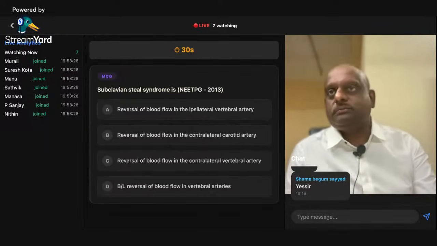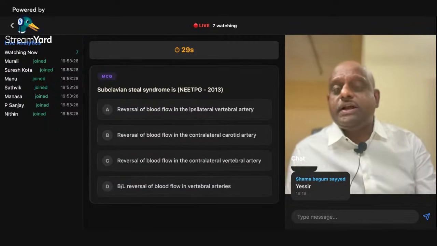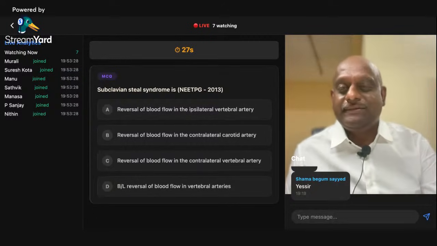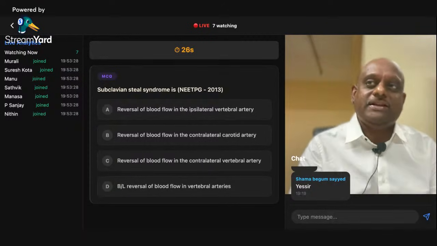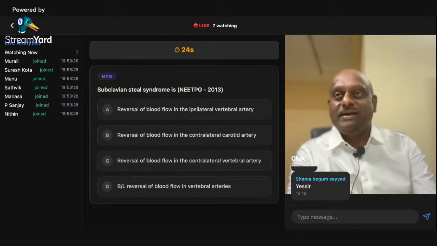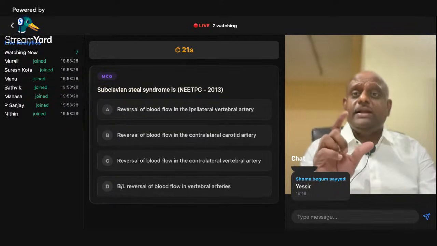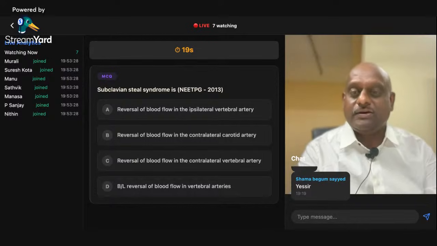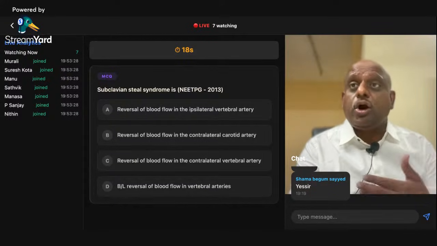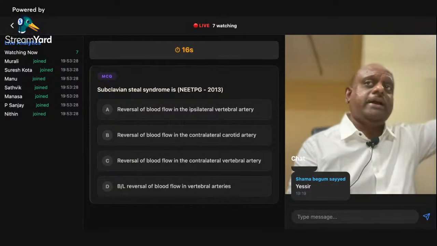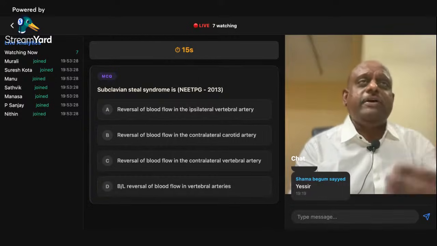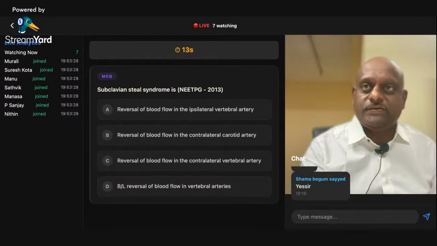Now, subclavian steal syndrome. Where do we see subclavian steal syndrome? What is the underlying pathophysiology of subclavian steal syndrome? Right? Where there is claudication whenever you are raising the hand. Typically, where do we see it? Yes.